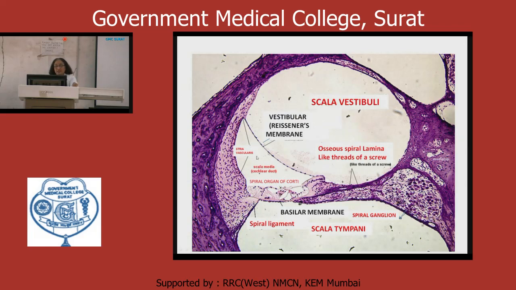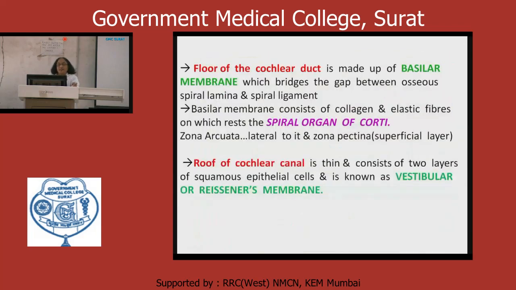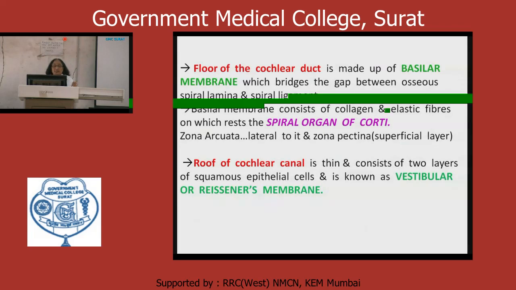So scala media. Now the floor of the cochlear duct is made up of the basilar membrane, which bridges the gap between the osseous spiral lamina and the spiral ligament. The basilar membrane consists of collagen fibers and elastic fibers, on which rests the spiral organ of Corti. The part of the basilar membrane on which the organ of Corti rests is called the zona arcuata, and lateral to the zona arcuata is the zona pectinata, the superficial layer.